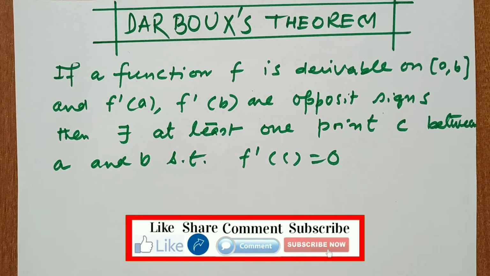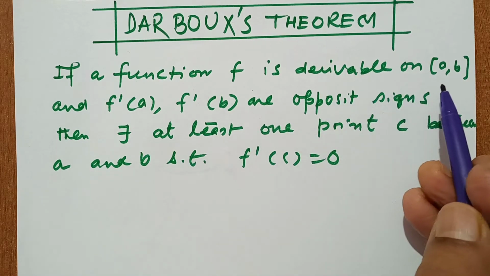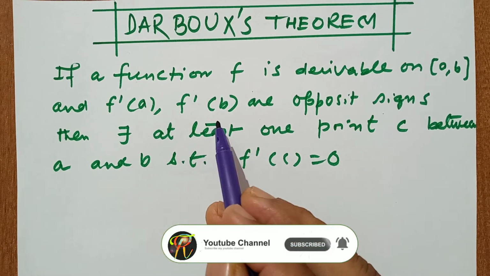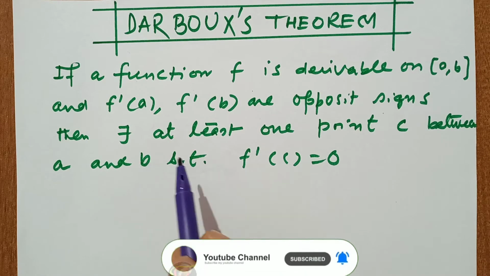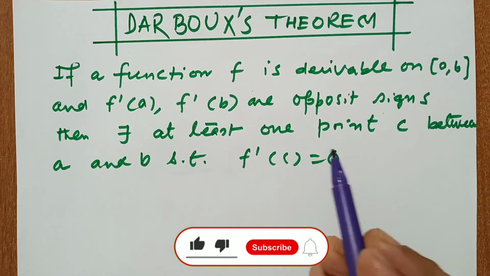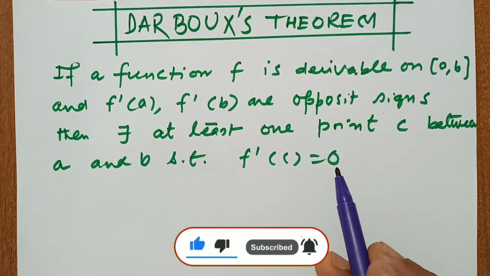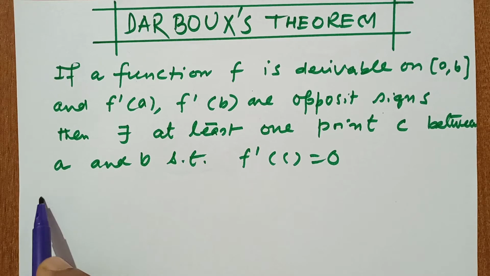Darboux's theorem, a very important theorem in calculus. So what is the statement? If a function f is derivable on the closed interval [a, b], and f'(a), f'(b) are of opposite signs, then there exists at least one point c between a and b such that f'(c) is equal to 0. Okay, so now we shall prove this theorem.